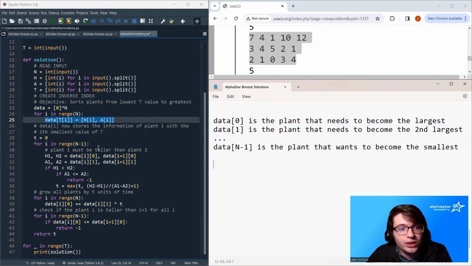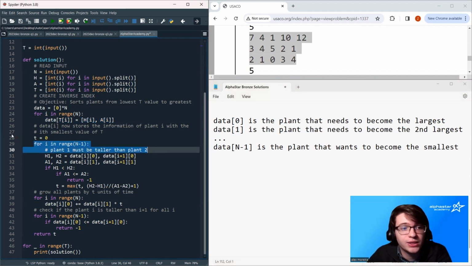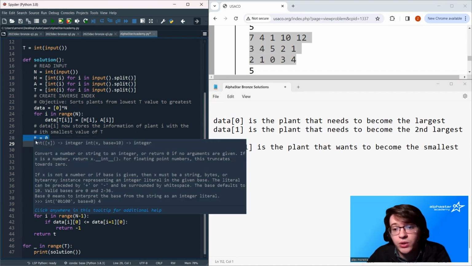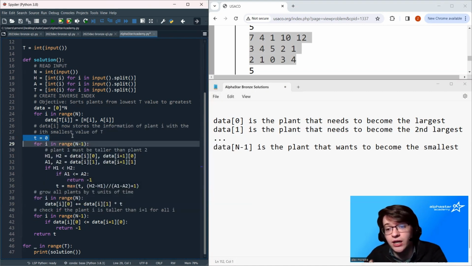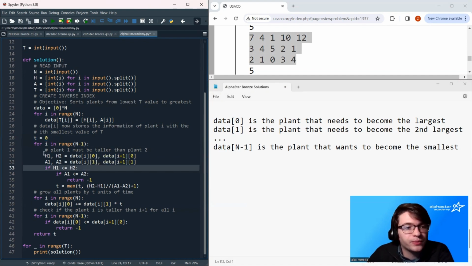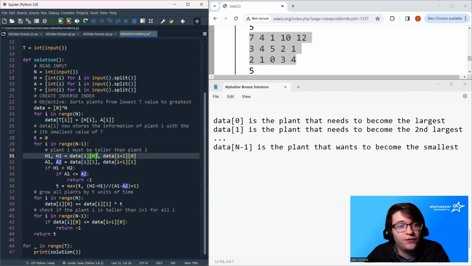We can now exploit that to loop over all adjacent pairs of plants and update this value t, which is going to store the maximum amount of time I need in order for all of these plants to obey their ordering. So the very first thing I'm going to do is loop over all those pairs, and save the values of data into variables named h1, h2, a1, a2. This is just for readability. If you want to use these data values everywhere, it's okay.